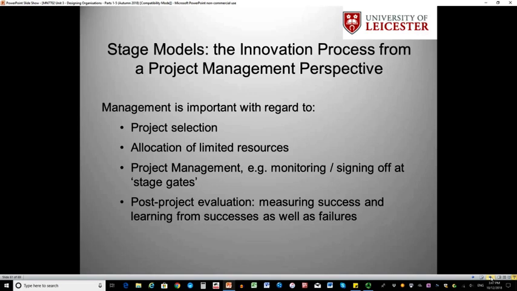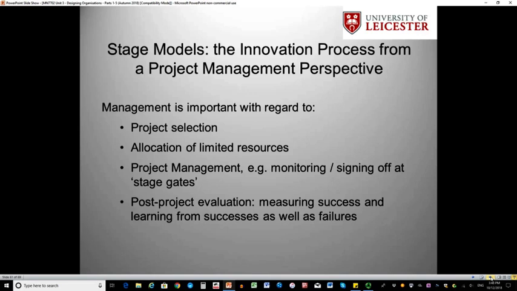It's all about looking at activities around project selection, around the allocation of limited resources, because it's about idea selection, about going or continuing with or dropping ideas at different stages. It's about the monitoring and signing off of innovation and ideas at the different stage gates. And it also includes post-project evaluation, measuring the success and trying to learn from successes as well as failures. So the whole of the innovation process literature, and certainly the way that we think about the NPD and NSD process, is very much from a project management perspective.